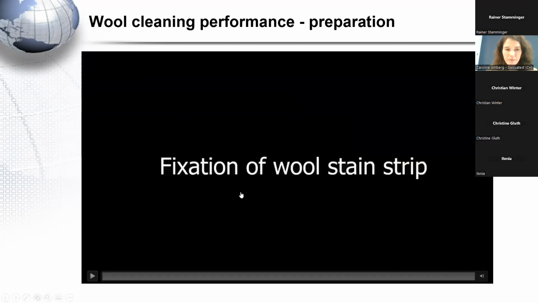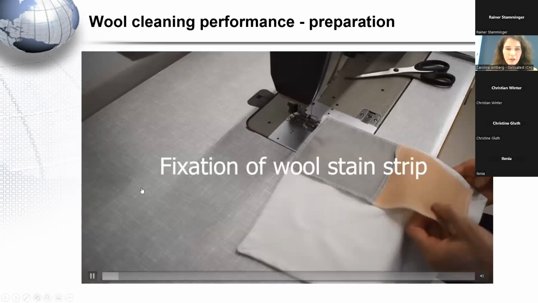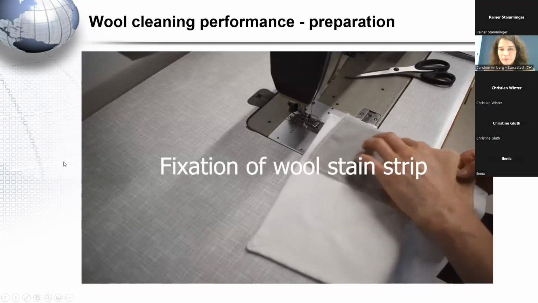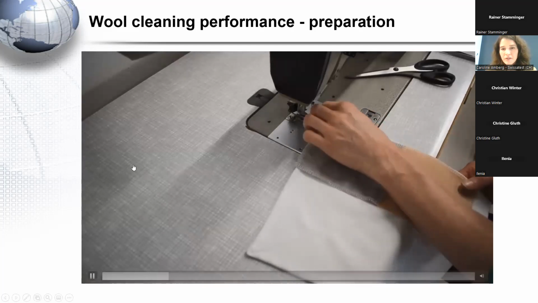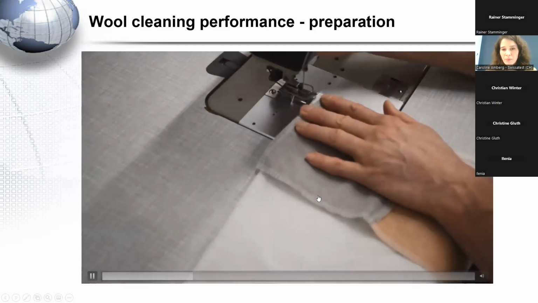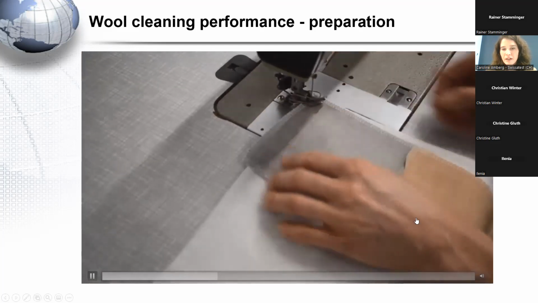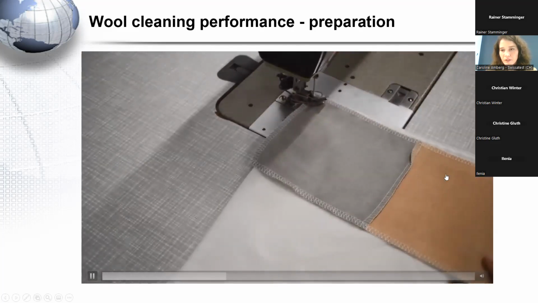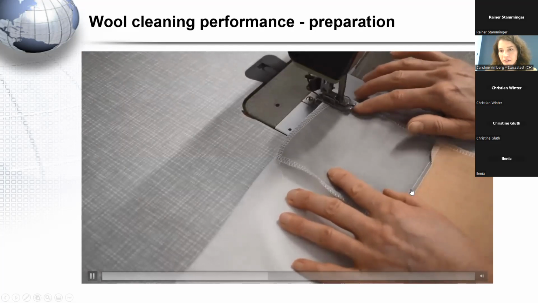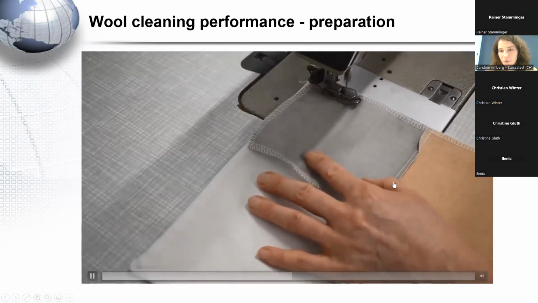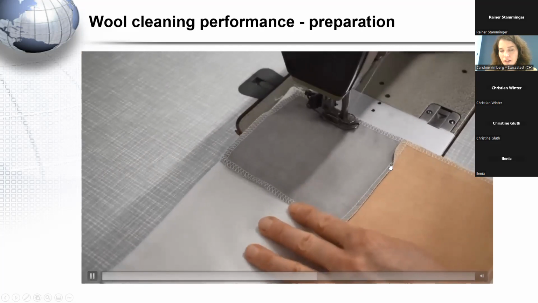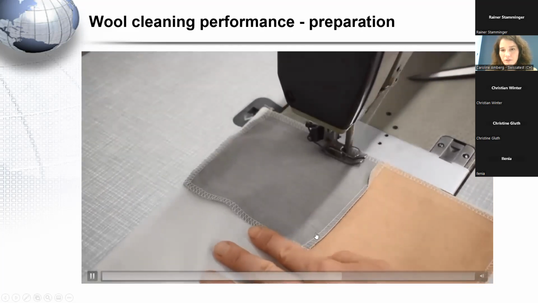Again, a short movie sequence, how this is done. So you can see it also on the seam, which one is the upper side. So this is the back side, as you can see here, from this seam where the stain swatches are sewn together.